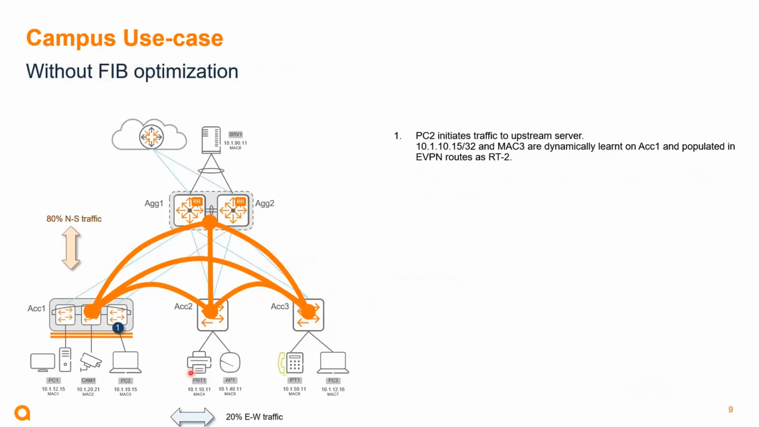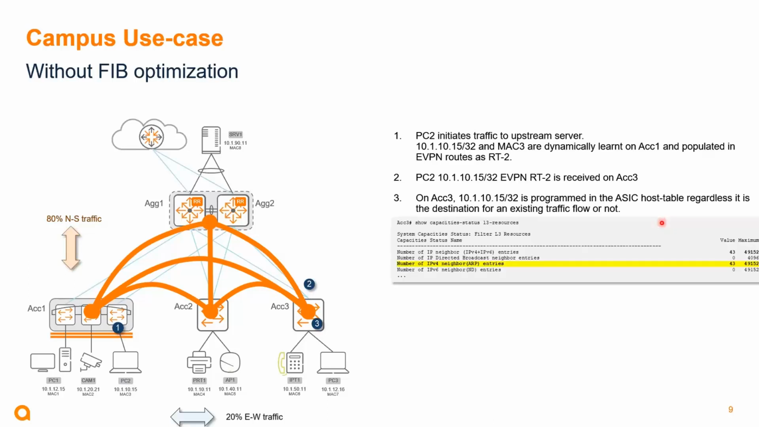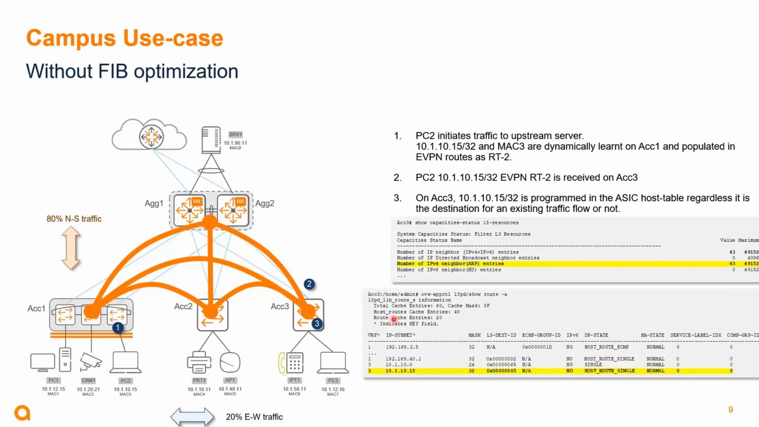Without FIB optimization, let's consider that, for instance, PC2 initiates traffic to the upstream server. That PC2 IP will be learned as an EVPN route type 2, and that route will be received on access 3. This route, 10.1.10.15/32 from PC2, is getting programmed into the ASIC, regardless of whether there is a traffic flow to that destination or not. If you look at the show capacity layer 3 resource, you will see some entries being programmed. Again, that capacity for the 6300 is 49,000 entries. Next, with some appctl command in the shell, you can see that route entry as well as the host entry.